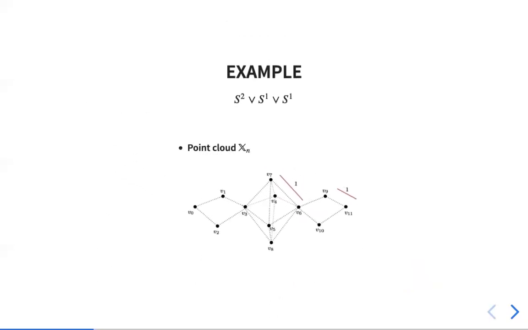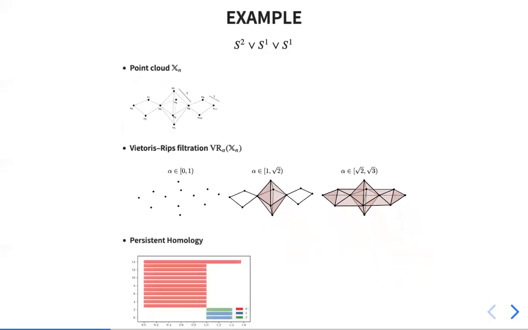And if you compute the barcode, of course this is a very small example, but if you look at the long bars, you can capture the homology of these well-shaped spheres. Okay, so you have a long bar in H0, one long bar for H2, and two long bars for H1.